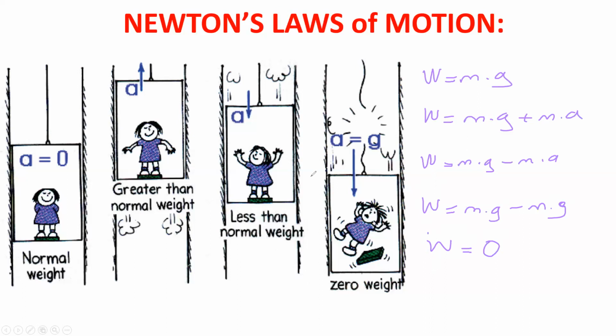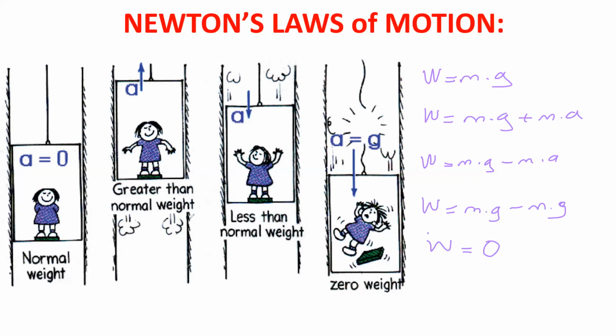Lift problems like this, in multiple choice questions or maybe short questions, they can ask you which position do you feel more weight, or whether your weight is less than normal weight or more than normal weight. If you have more than normal weight, it means you are accelerating up. If you see the same weight as normal weight on the scale, it means you are going with constant velocity.